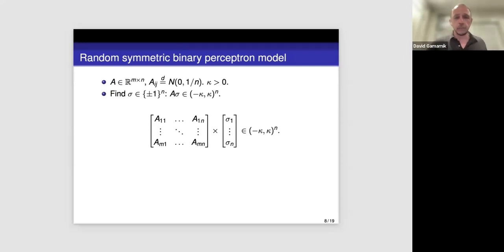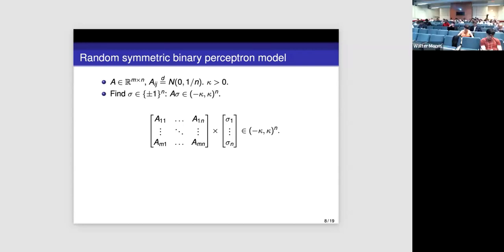According to the previous model, we want to find a binary vector sigma such that when you hit this matrix A with the vector sigma, you multiply a matrix by a vector, you get a vector. What we want is that every entry of this vector needs to lie in the interval minus kappa to kappa. And if such a thing exists, we say that the binary symmetric perceptron model admits a solution. If not, we say that it does not admit a solution. Okay, so that's the model.